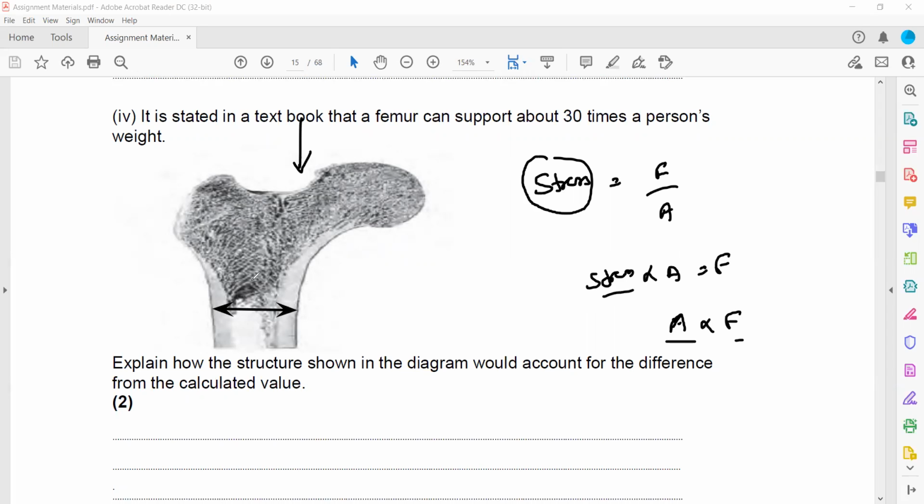So here you can see there is a smaller area, but in this part the area is not constant for the bone. The area is changing. This region has a large area, below it has a small area. If the bone had a constant area, then there would be a constant maximum force which it can bear.